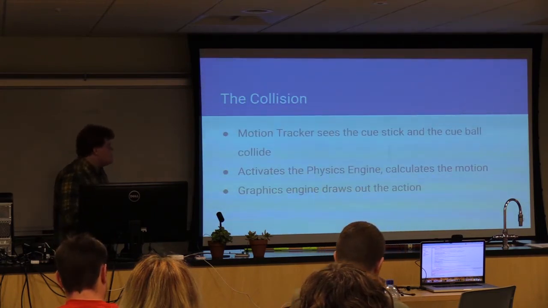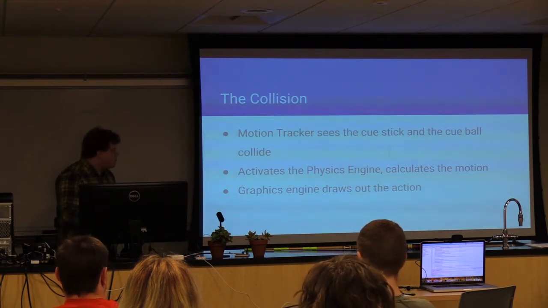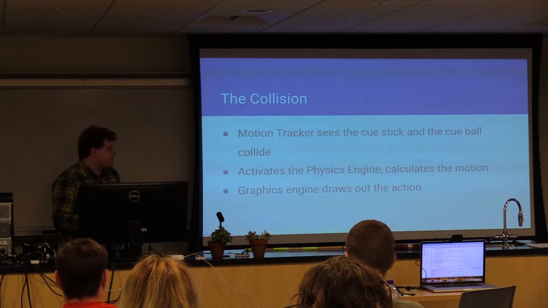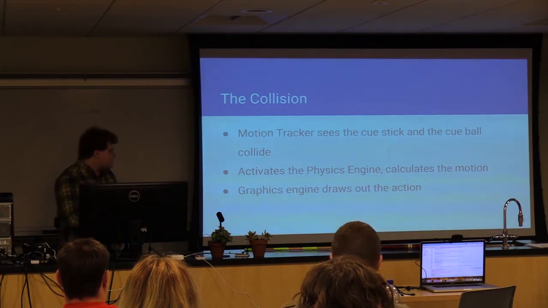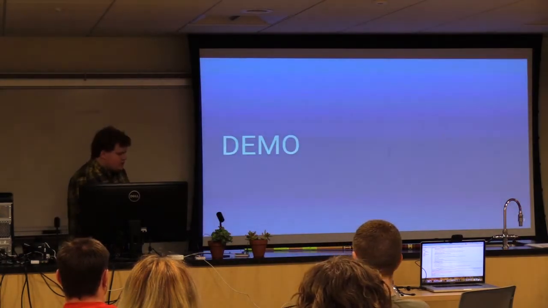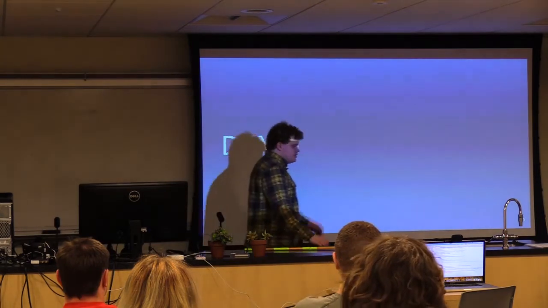So the collision itself, the motion tracker sees the cue ball and the cue stick collide, and then it activates the vision engine and tells it to run the calculation, and then the graphics engine draws out the action. And then once the action is done, it goes back to watching for a collision again. So let me show you guys how it works.